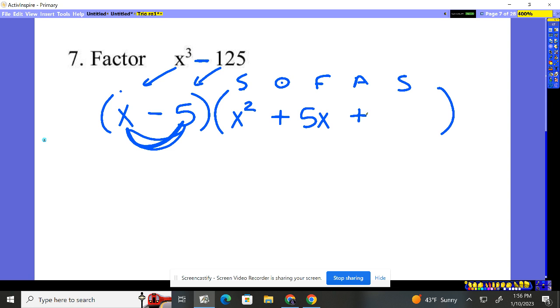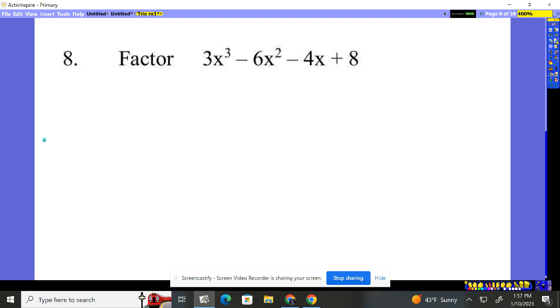A stands for always add. And then the S stands for square that second piece. Well, 5 times 5 is how much? 25. And there we have our answer. It's x minus 5 times the whole big thing of x squared plus 5x plus 25. That's what we do for a problem like that that's a cubic.